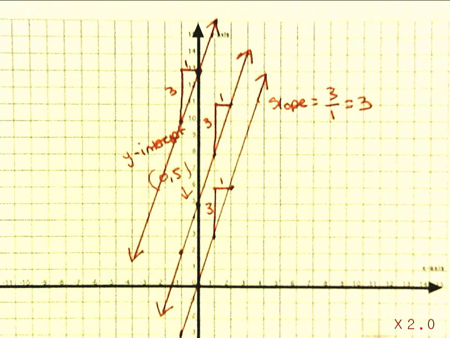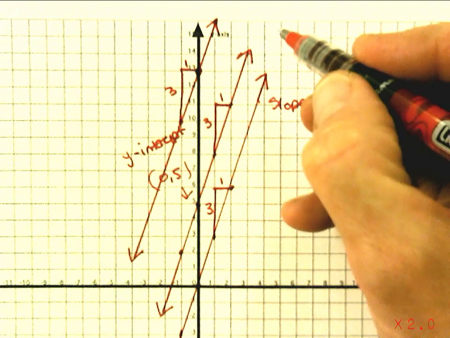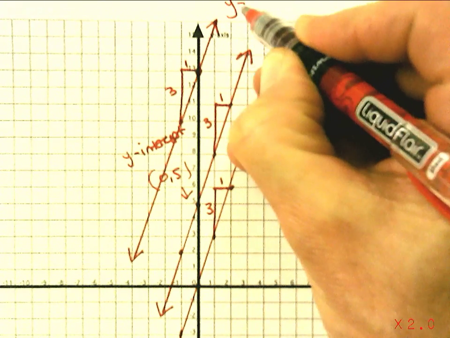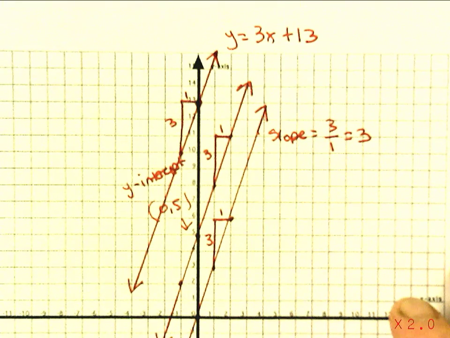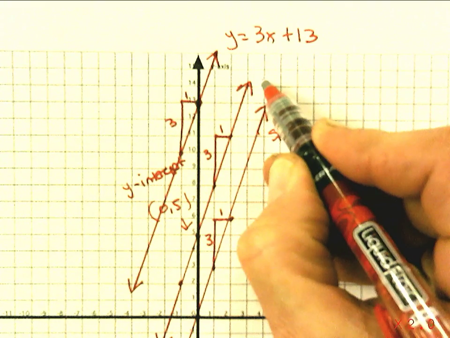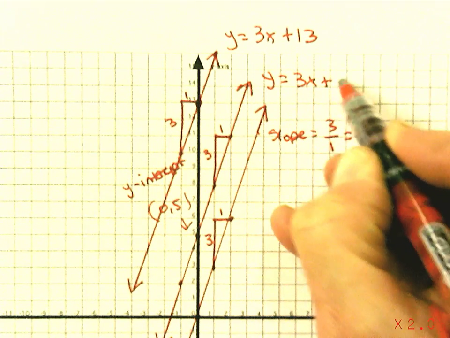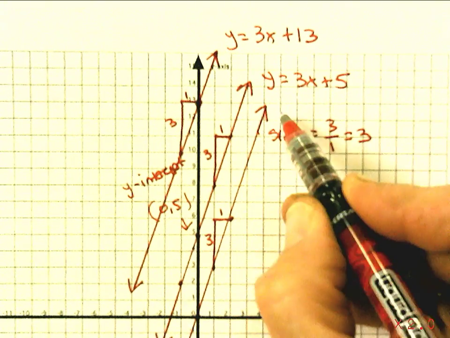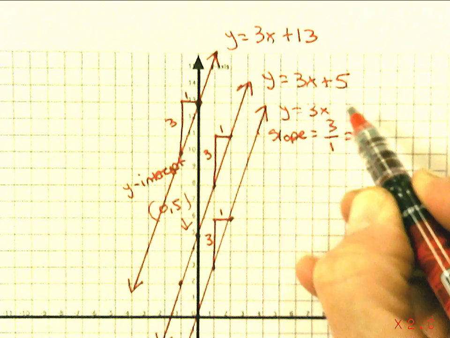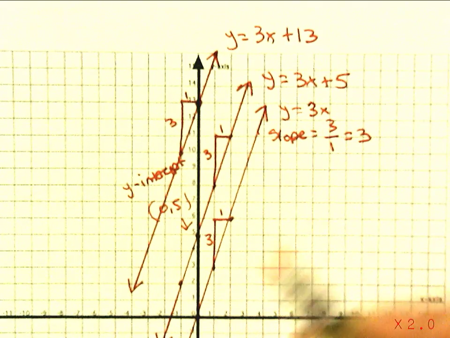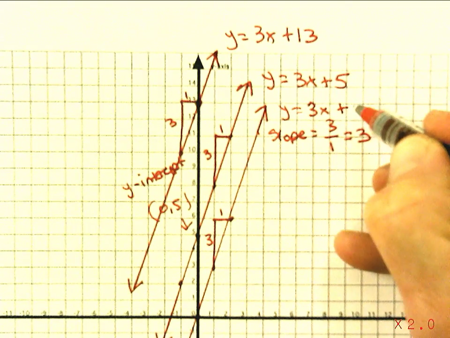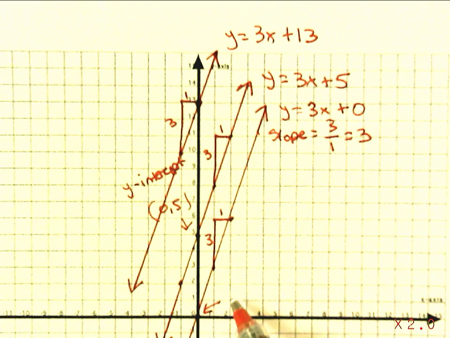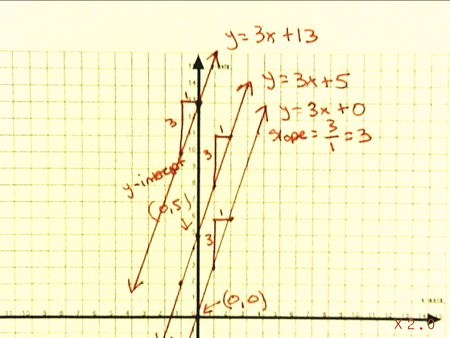If I actually write the equation for each of these lines, this one is y equals 3x plus 13. Put that down so you can see it. This one is y equals 3x plus 5, y-intercept of 5. And this one is y equals 3x, and that's it, because it's plus 0. You might notice that the only difference in these 3 equations is really the y-intercept. I'm going to put the plus 0 in there just so you can see that's the y-intercept at 0, 0. Don't really need to write that because it's not adding anything.